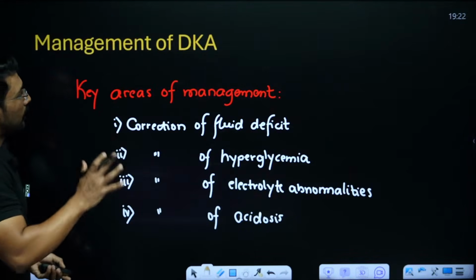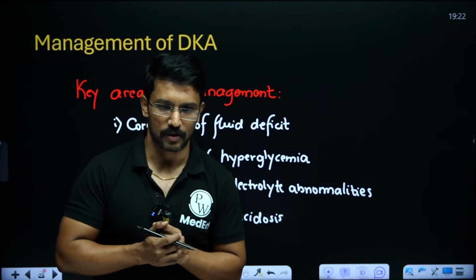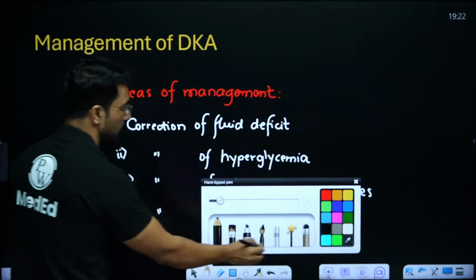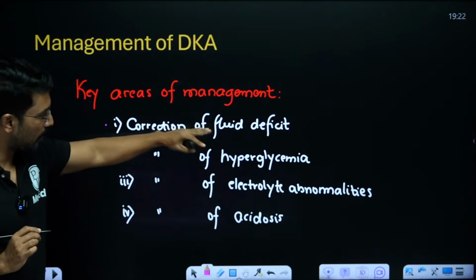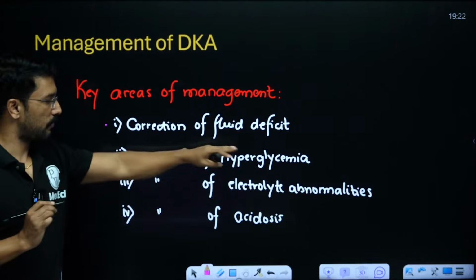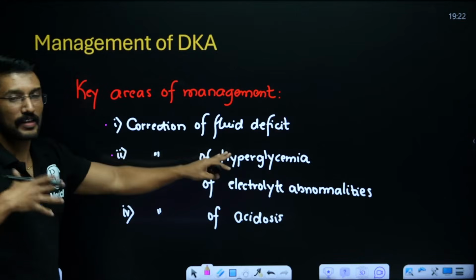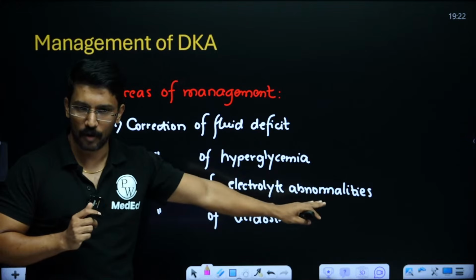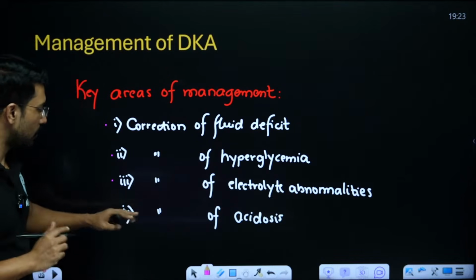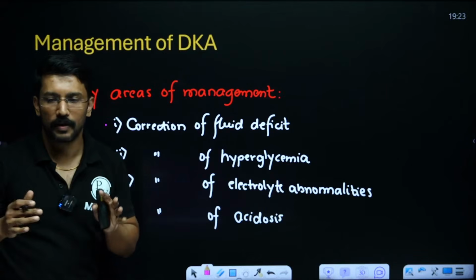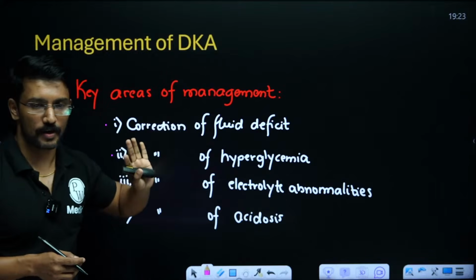Okay. Now that we know the basics, we will talk about the management of diabetic ketoacidosis. There are multiple areas that we need to address. The first one is that patients are generally in fluid deficit. That fluid needs to be corrected. Second, their blood glucose level will be high. Hyperglycemia needs to be corrected. Third, this hyperglycemia and insulin deficiency might have triggered some electrolyte abnormalities, mainly potassium abnormalities, that need to be corrected. And last but not the least, the acidosis, if required, needs to be corrected. So these are the 4 areas that we need to address to manage a case of DKA.